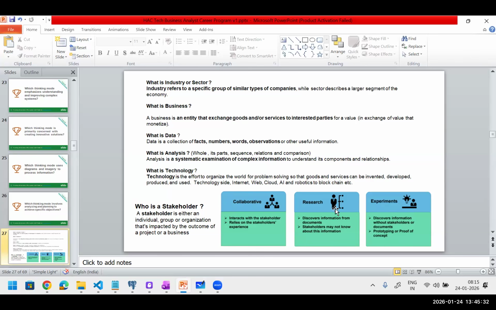In order to learn anything, whether it is an industry, a domain, or a context: research discovers information from the documents that stakeholders may not know about. Experiments, which we call POCs or whatever it is, discover the information without stakeholders or documents. Prototyping, that's what we talk about, the design: experiment with designs like concepts. These are the three ways elicitation can be done.